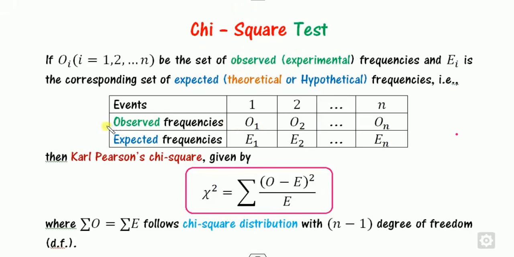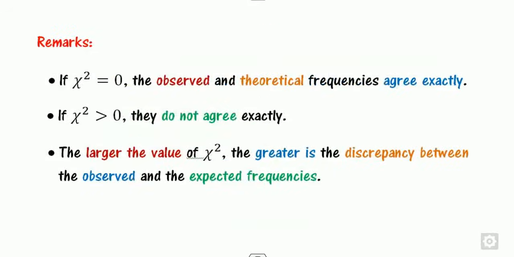Suppose we have some observed frequencies O1, O2 up to On. Corresponding to these observed frequencies, we will calculate the expected frequencies. This is always our target. So we denote the observed frequency as Oi and the expected frequency as Ei. Then the chi-square is calculated by the sum of (O minus E) whole squared divided by E, with the condition that the sum of the observed and the sum of the expected are the same, and the degree of freedom is n minus 1.